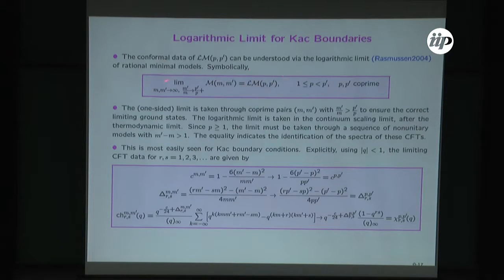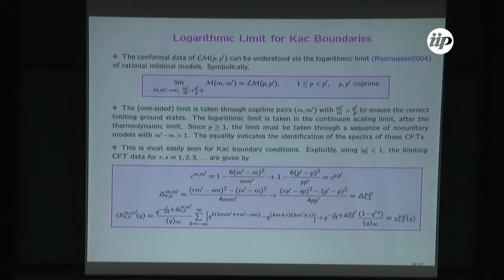So this is a symbolic limit. It's taken after the continuum scaling limit. So this is the limit not taken on the lattice models, but taken on the CFT. And this idea goes back to Rasmussen in 2004. If you look at the conformal data for the usual rational minimal models, that's in the left column here, you can take this limit. Now you see that these expressions, for the most part, are homogeneous in m and m prime. So if I take the limit of this one, each m is just replaced by p and each m prime by p prime, and you can start to understand why the expression for the central charges is exactly the same.